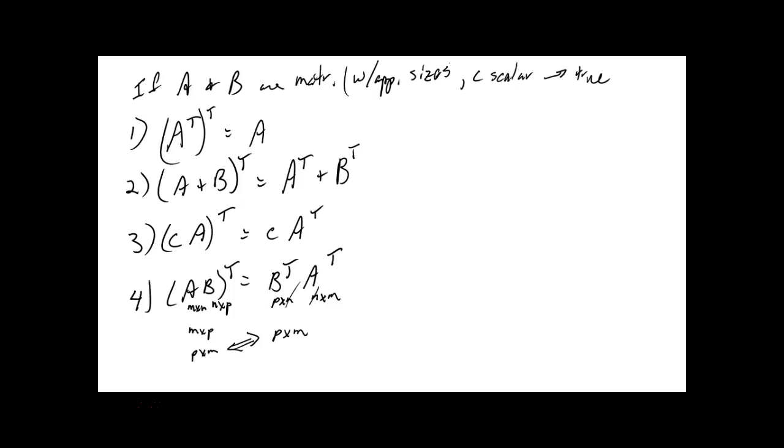Now, properties 2 and 4, they say, can be generalized to cover any finite number of matrices. In fact, number 2, if you had more than one, like A plus B plus C, how many do you want? Is that enough, or you want more?